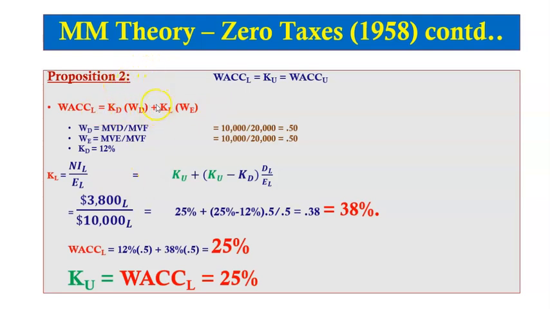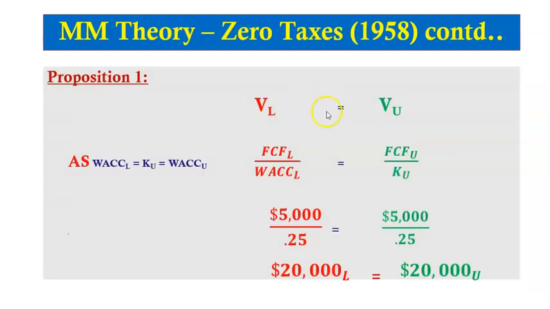Note that this WACC formula here and here does not have the 1 minus t element because we are assuming taxes to be 0. So we don't calculate the cost of debt adjusted for taxes, or rather we are assuming taxes to be 0. Now that we have proven proposition 2, which was that the WACC of a levered firm should be equal to the cost of equity of an unlevered firm, we turn our attention to the valuation of the levered firm.